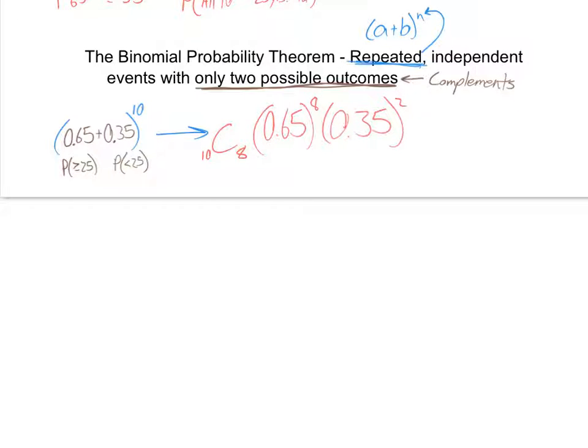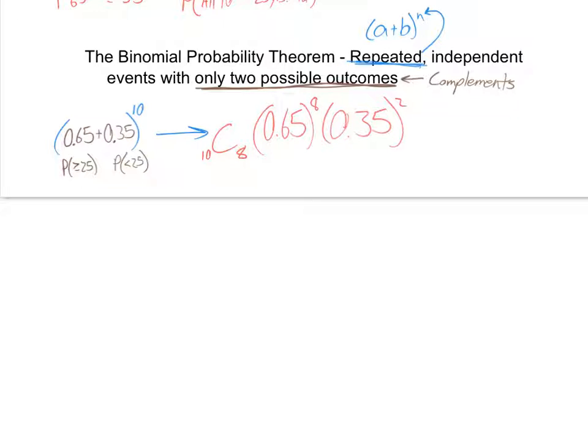Notice though, what will this whole expansion add up to? The probability? 100%. Because look, what's 0.65 plus 0.35? 1. 1 to any power equals 1. So if I just said expand this, that'd be easy, you just put 1. Because every time we do the binomial probability theorem, it'll expand out to total 1. That's why we don't bother.